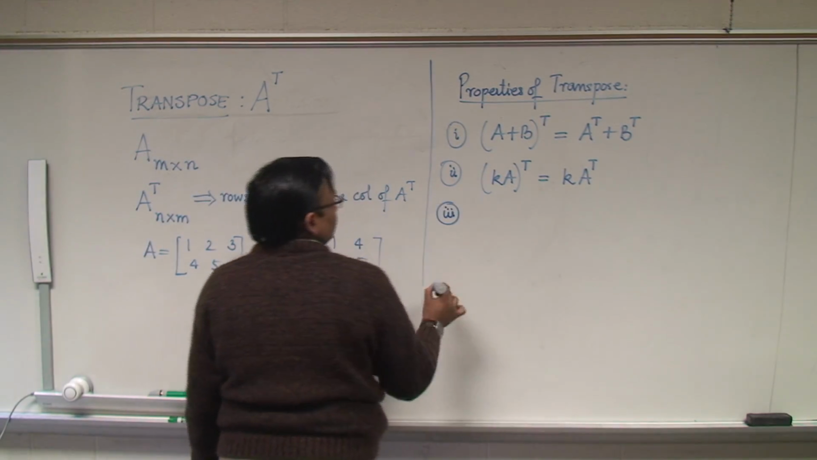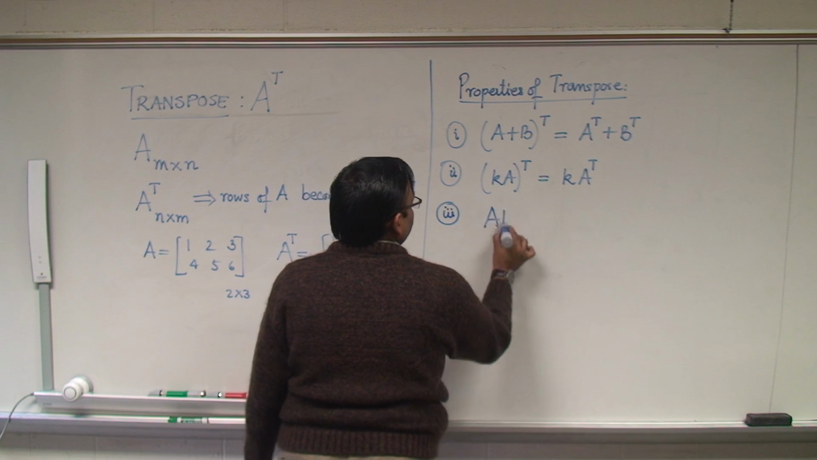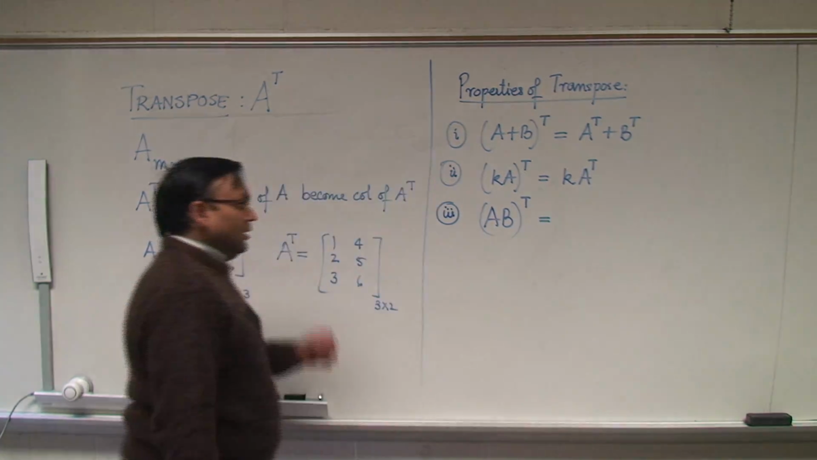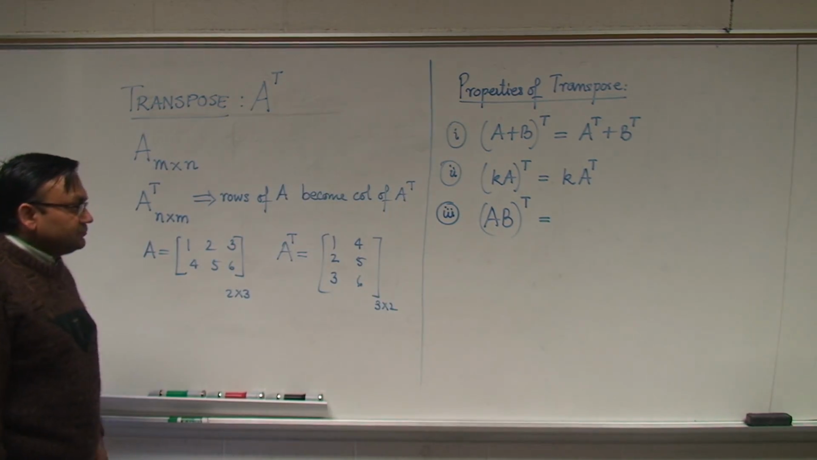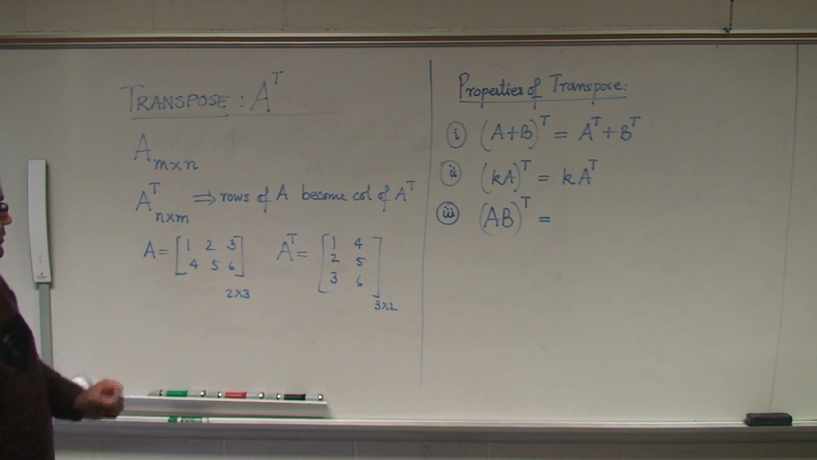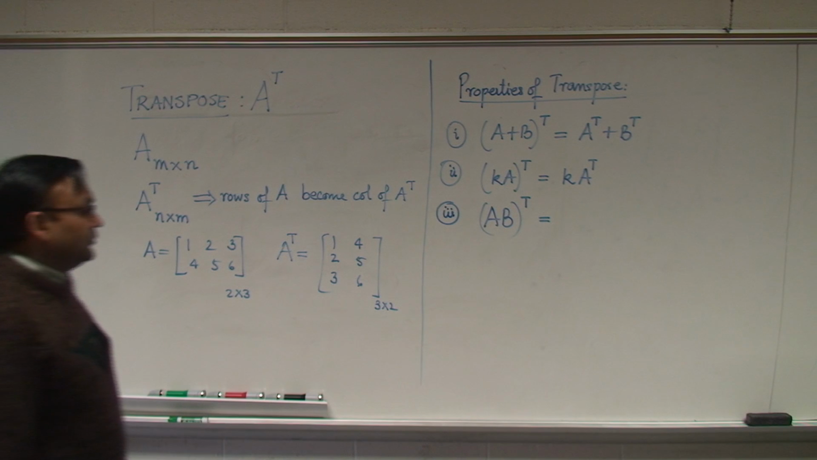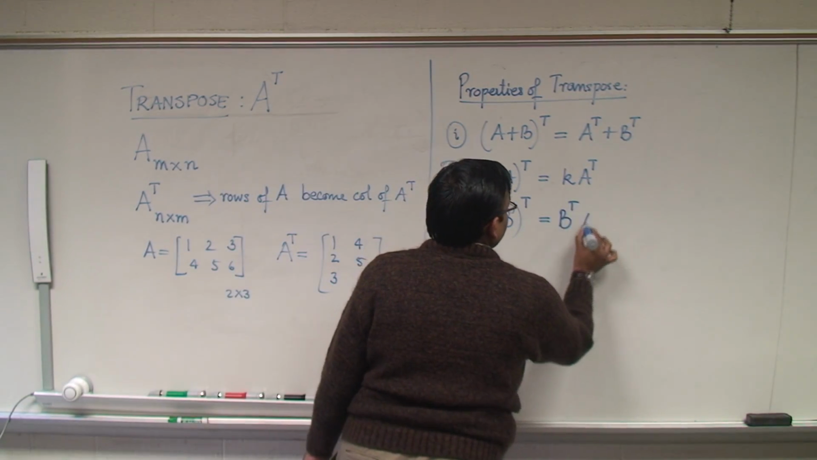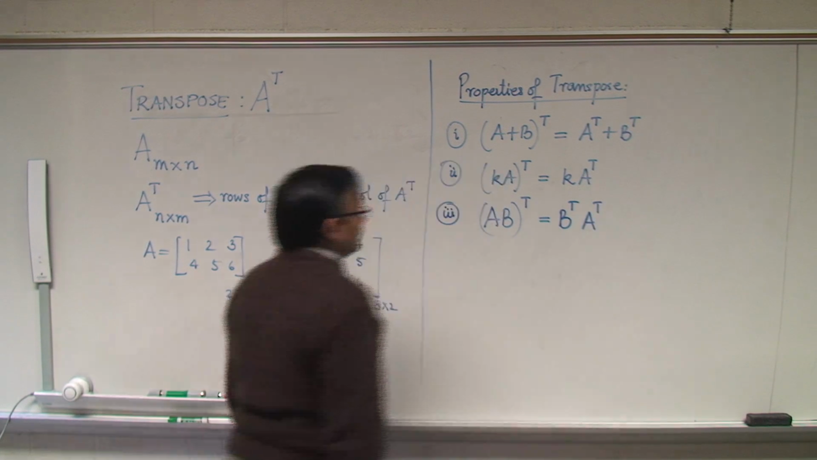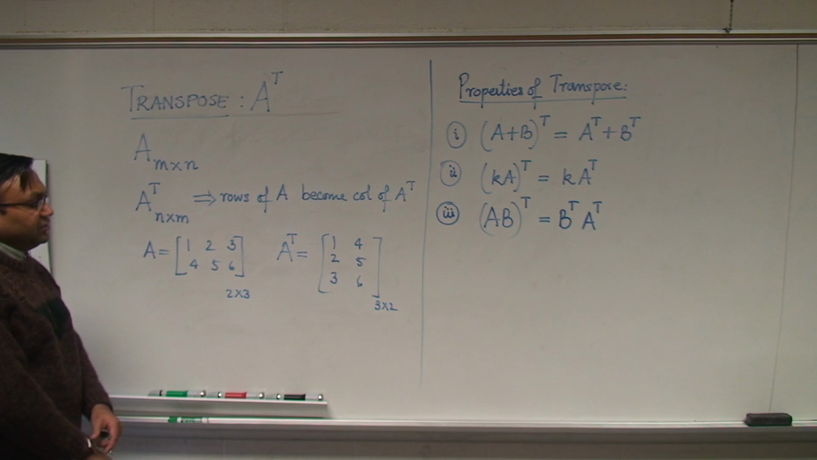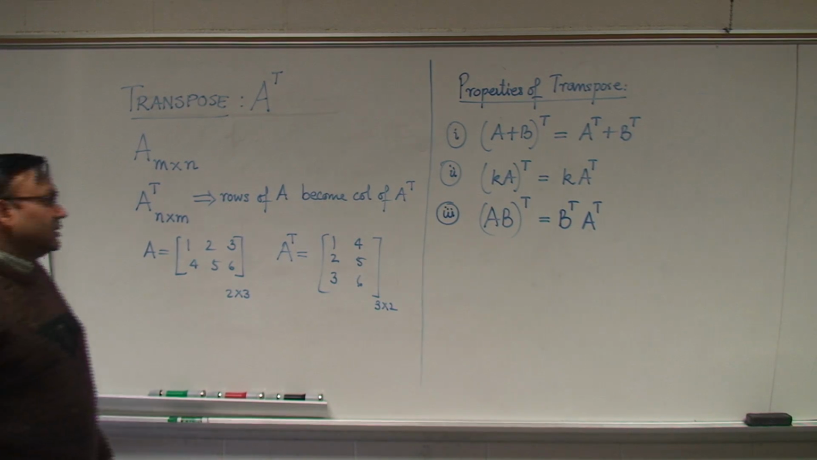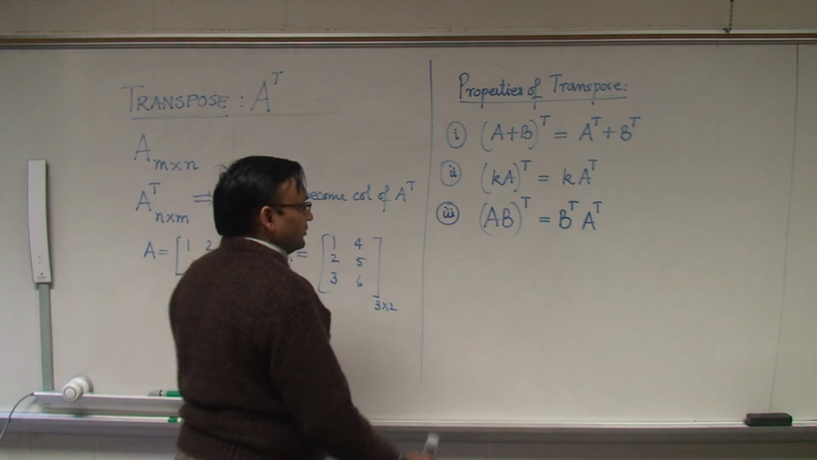Perhaps the most useful of the properties of transposes is this one, which will take a slight bit more effort to prove. (AB) transpose is basically B transpose A transpose. Notice how the order has changed. And if you think a little bit, it will be kind of intuitively clear why this order should change.